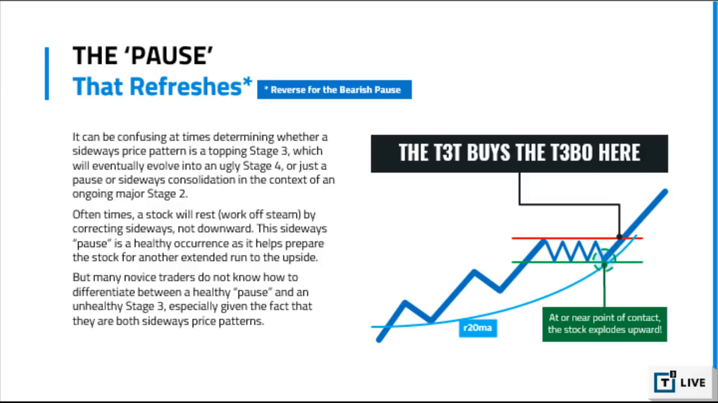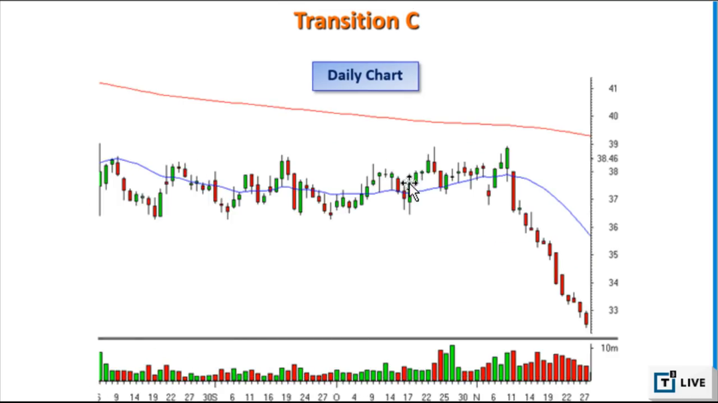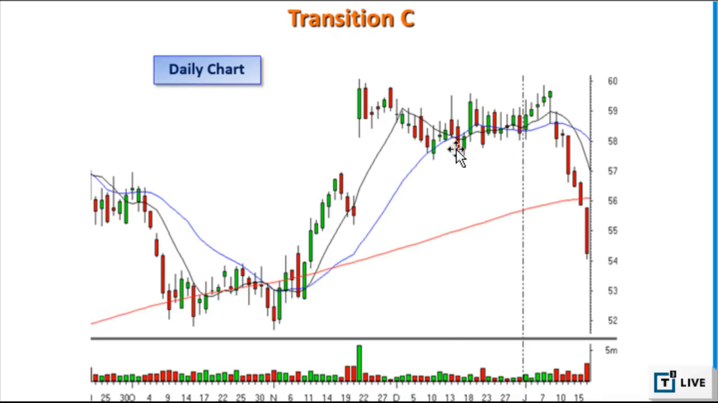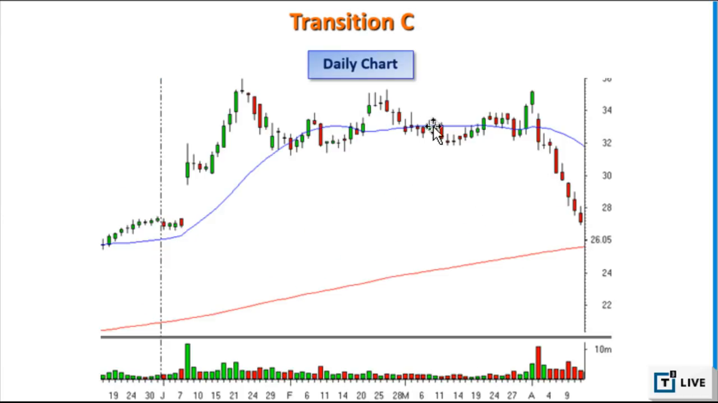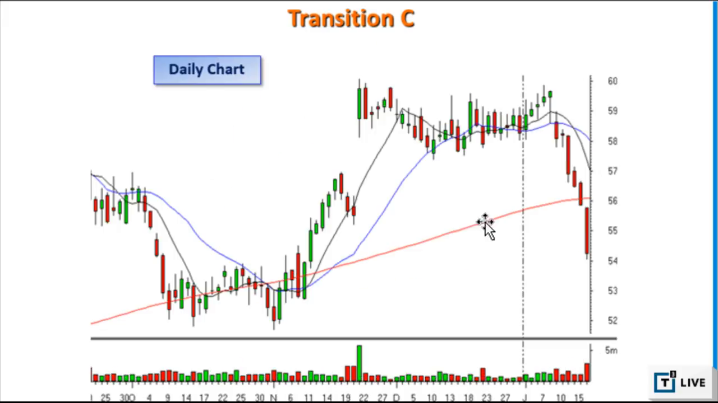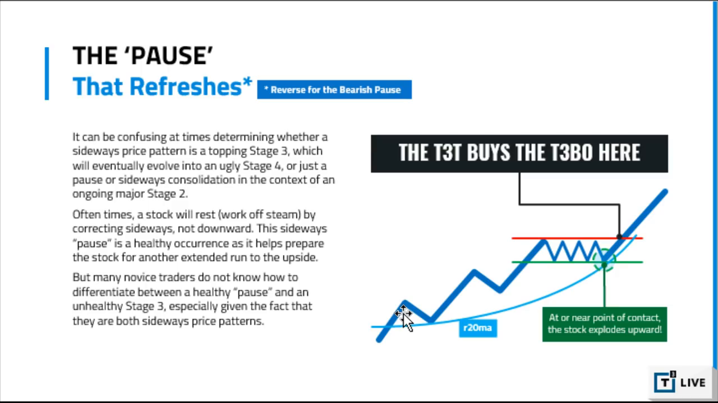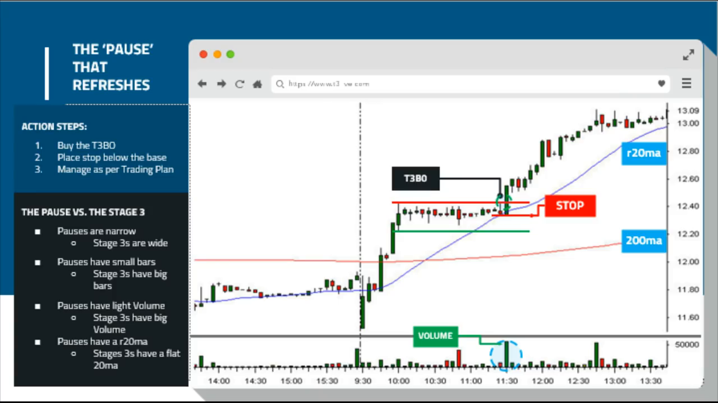But many novice traders don't know how to differentiate between a healthy pause and an unhealthy stage three, especially given the fact that they're both sideways. For example, that's a sideways pattern. It looked like it was going to go higher, right? But no, it was stage three. Sideways pattern, looked like it was going to go higher, right? Turned out it was stage three. Same here. So sometimes it's hard to distinguish between a stage three and a pause. So in this lesson, I'm going to give you the characteristics for a pause versus a stage three top.